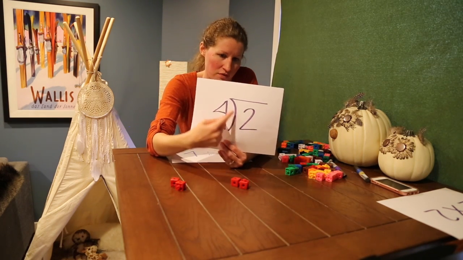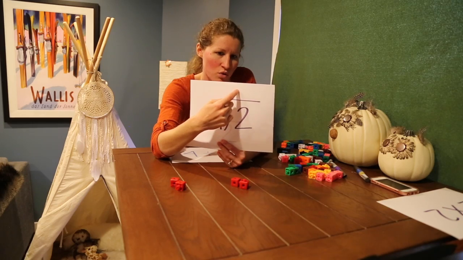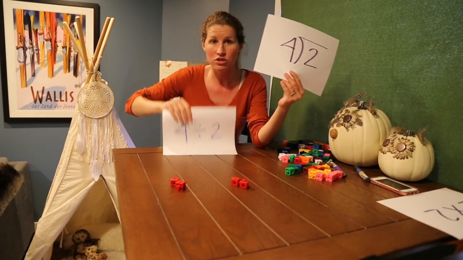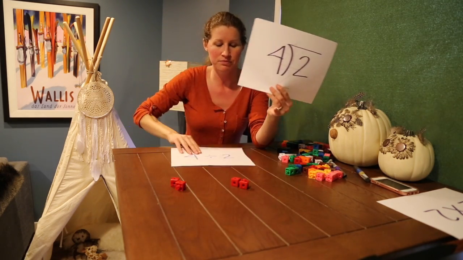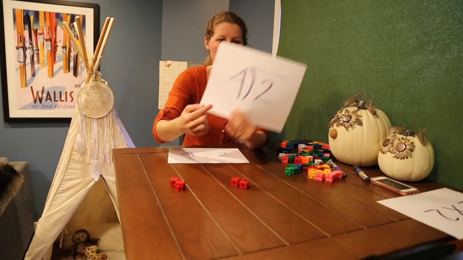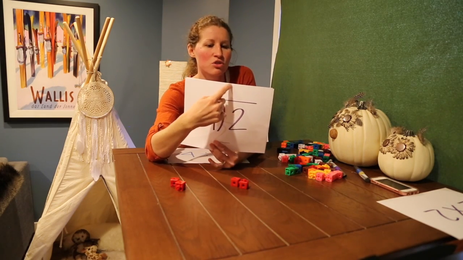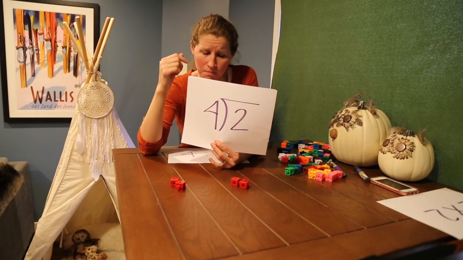Then this, you'll see a lot, especially when you get into the bigger numbers. This also means 4 divided by 2 when they see this, and the answer, of course, goes up here instead of going straight across like it would. So 4 divided by 2 equals 2. We'd put the 2 up here.